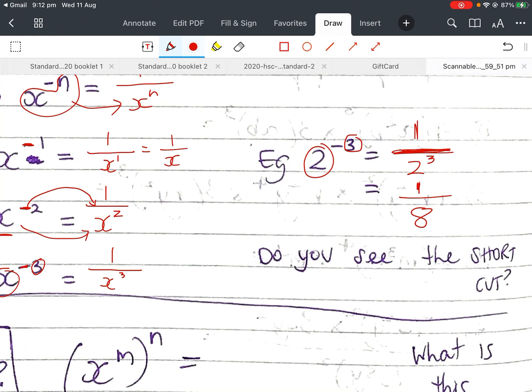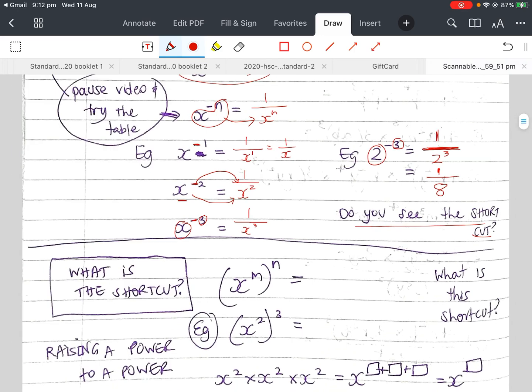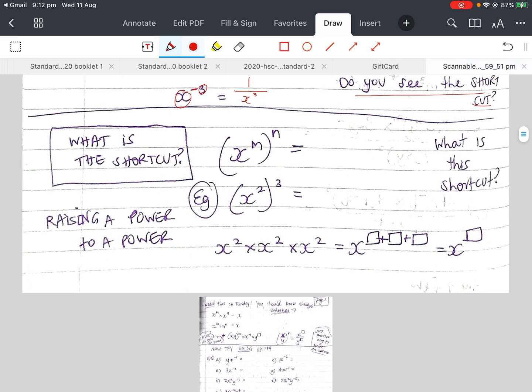Okay, so the shortcut is, do you see the shortcut? It's just put everything but that negative into the denominator. Okay? Alright, now Maths Antics Man also went over these. So let's just go over them and make sure, because we're going to do these today.